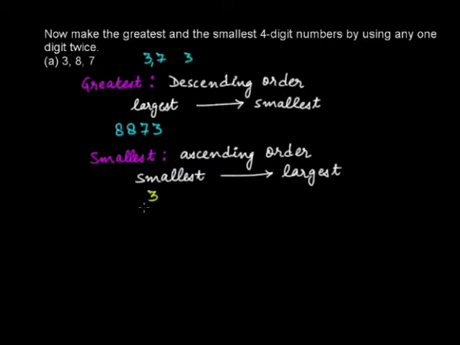But we have the liberty to use 1 digit twice. I'll write 3 again, because I have to form a 4-digit number using 3 digits where we have the liberty of using 1 digit twice. So if I use 3 two times, then it makes sense, right? Now I'm left with 8 and 7. Which is the smallest number among these? Of course 7, right? We are left with 8. I'll write 8 here. So 3378 is the smallest number.